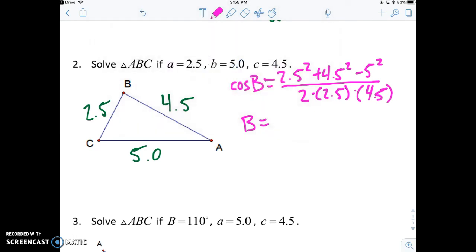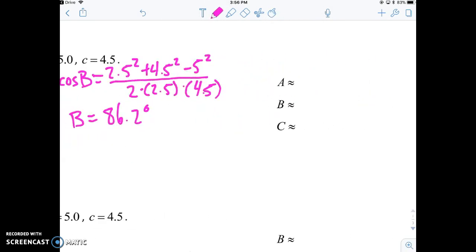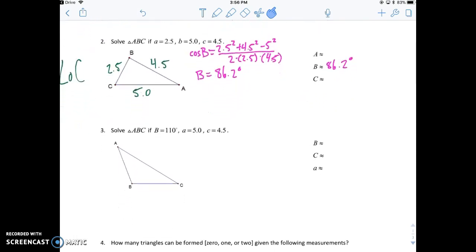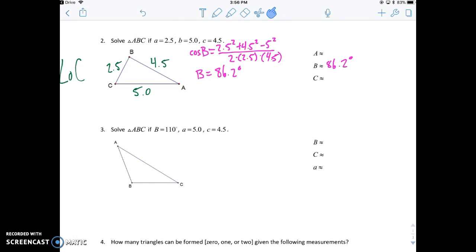You will get angle B equals 86.2 degrees. Make sure you are in fact in degrees mode. That will make a difference. Otherwise, sometimes you'll get negative answers, and you'll be like, "This doesn't make any sense." That would be why you're getting a negative. And I will come back and show you answers for the rest of number 2, and then number 3.